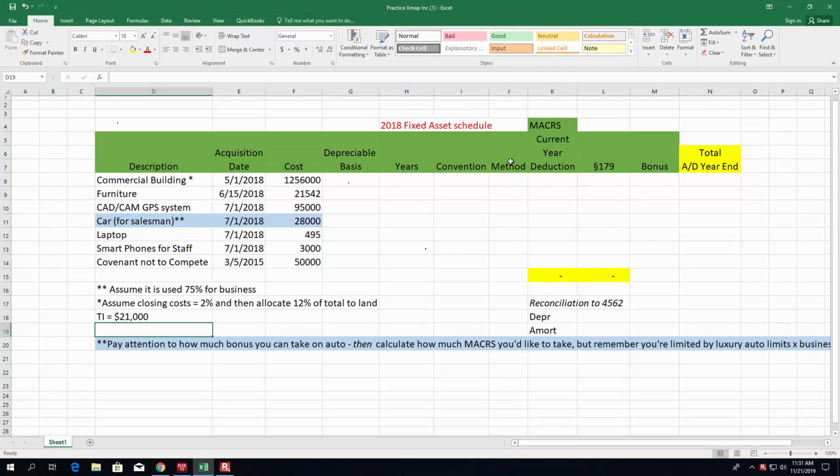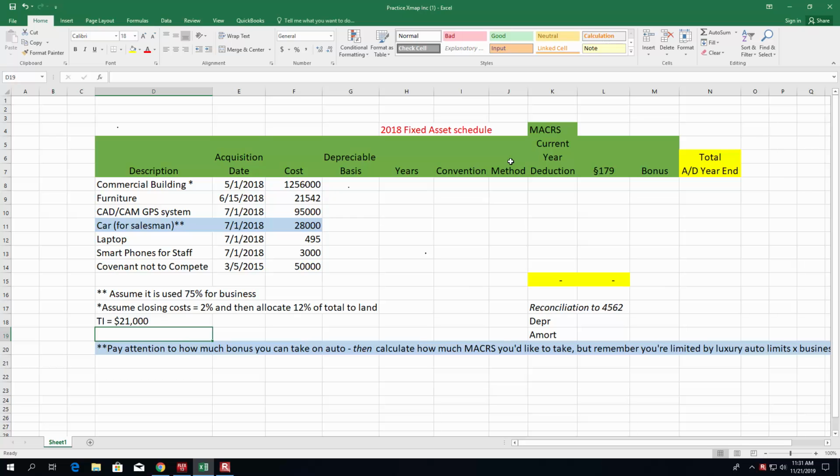Okay, so we pulled up a file called Practice XMAP. In Moodle, it's called Second Fixed Asset Practice. The first thing you need to do is go change 2017 to 2018 in H4, and then E8 through E13, change the acquisition date to 2018.